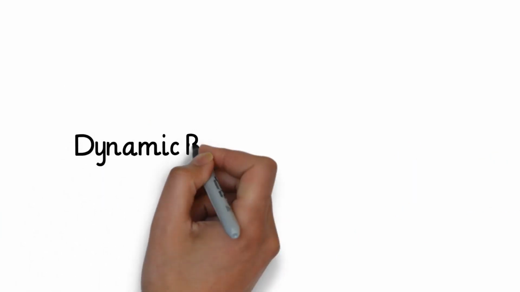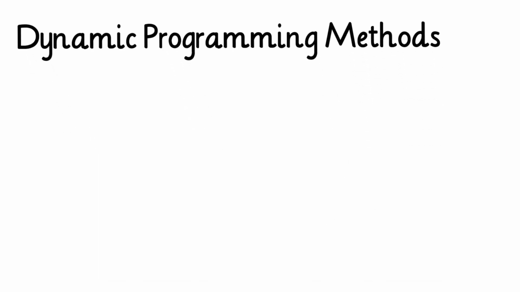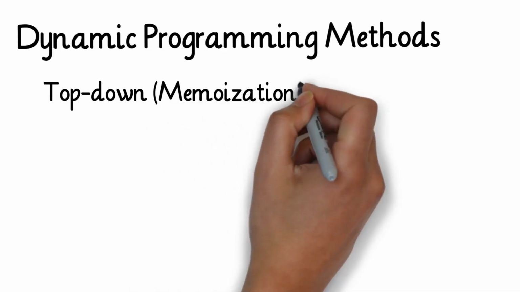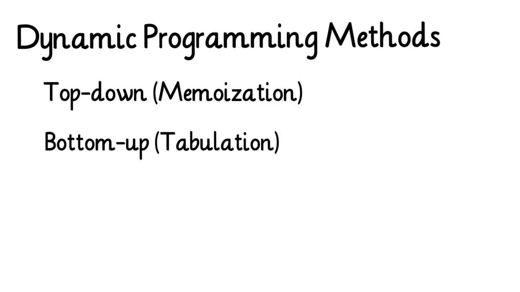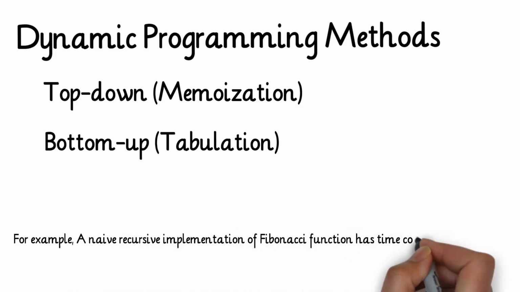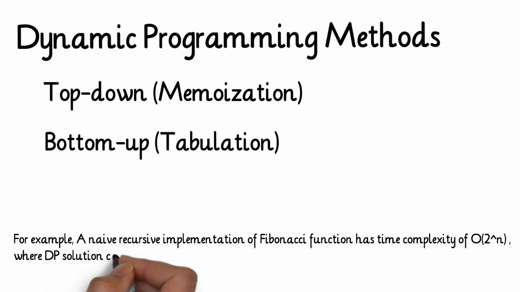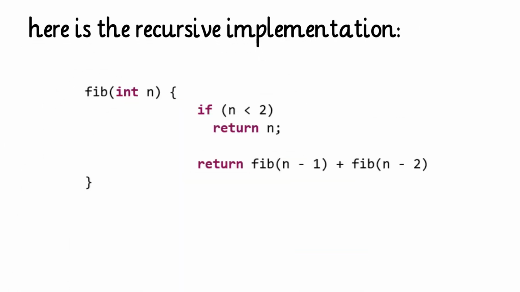Dynamic programming methods. Dynamic programming approaches extend the divide and conquer approach with two techniques: top-down memoization and bottom-up tabulation. Both have the purpose of storing or caching and reusing subproblem solutions, which may drastically improve your program performance. For example, a naive recursive implementation of Fibonacci function has time complexity of O(2^n), whereas the DP solution can achieve the same with only O(n) time. Here is the recursive implementation.